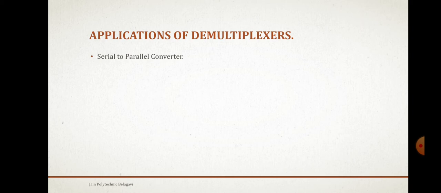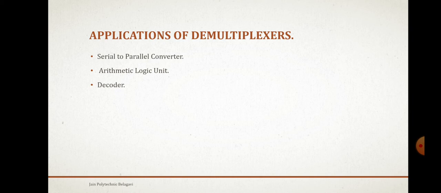Next, finally, the applications of the demultiplexer. It is used as a serial to parallel converter. It is also used in the arithmetic and logical unit. It is also known as a decoder, data selector, or data distributor. It is going to distribute the data. A data selector is a multiplexer, and a data distributor is a demultiplexer.